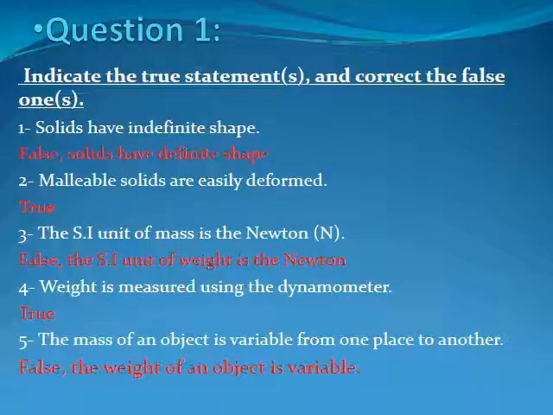Indicate the true statement or statements and correct the false one or ones. We have: 1. Solids have indefinite shape. 2. Malleable solids are easily deformed. 3. The SI unit of mass is the Newton of symbol N. 4. Weight is measured using the dynamometer. 5. The mass of an object is variable from one place to another. Let's start with the first one.